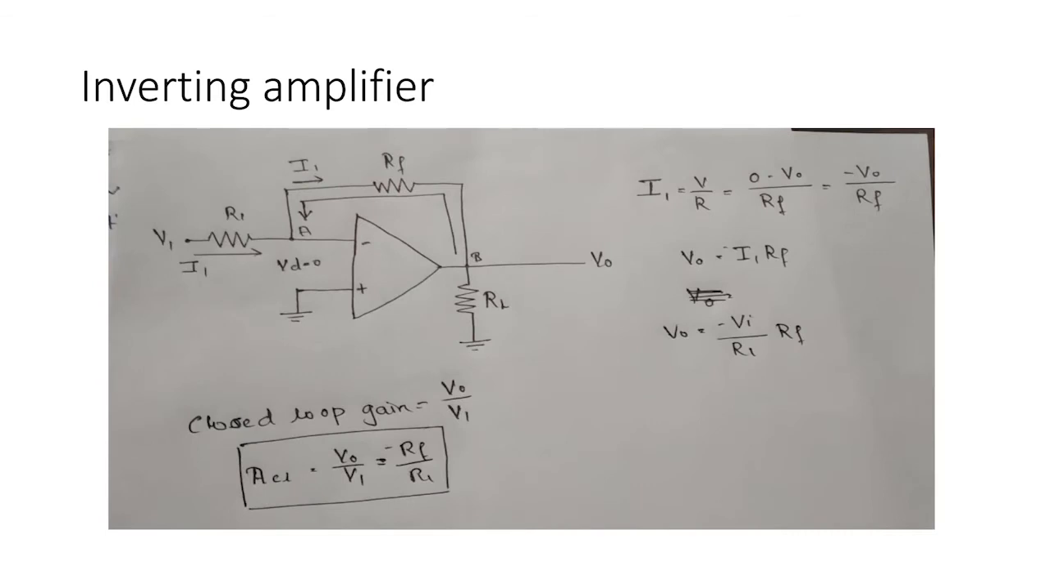Inverting amplifier. This is the simple circuit of an inverting amplifier. Assume that it is an ideal op-amp, then the differential voltage is equal to 0. Node A is at ground potential and the current through R1 is V1 by R1. Also, since the op-amp does not allow current to pass through it, the current from R1 flows through RF. And the closed loop gain is V0 by V1, which is equal to minus RF by R1.